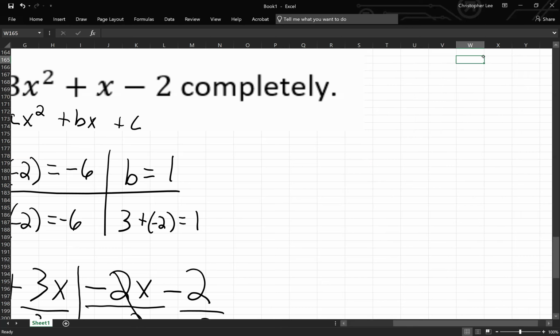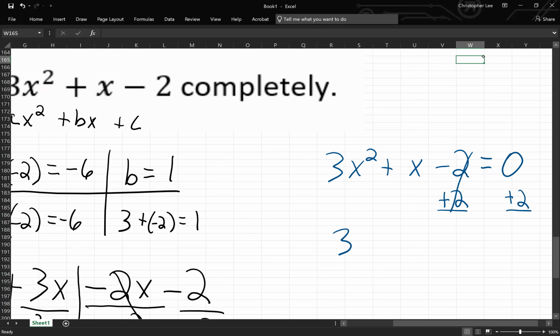So you could set this equal to 0: 3x squared plus x minus 2 equals 0. You can find the roots of it and then use the roots to flip it back into the factors. This is how we'll do that. Let's complete the square on this one. This is a nice question to complete the square. So I want to add 2 over here. And remember, what you do to one side, you have to do to the other.